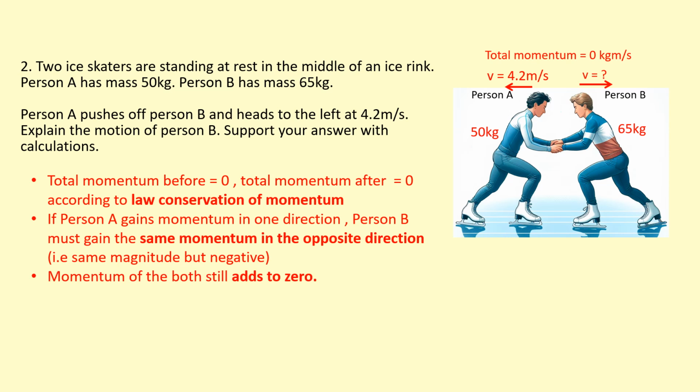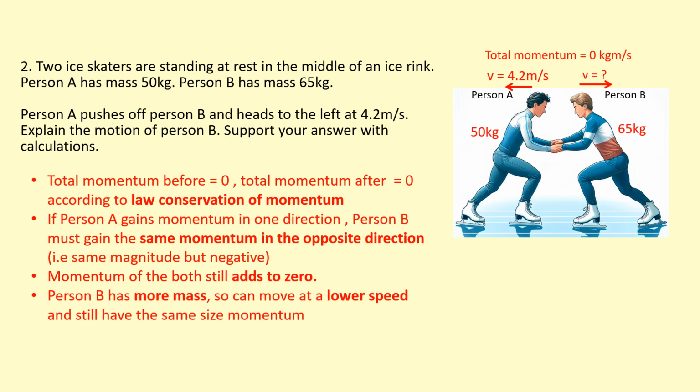However, there's a slight difference between these two. They have different mass. Notice how person B has a heavier mass, so that means that they won't have to go as fast. Their velocity will be lower, but they'll still have the same size momentum.